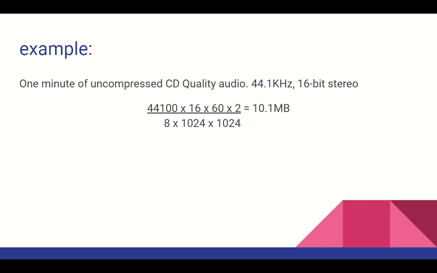It's actually a nice reference point, because when you're calculating audio sizes, if you can keep that number in mind, 10.1 per minute for CD, you think to yourself, hang on, my answer is 100 megabytes for a minute, something's wrong, and you might be able to self-adjust.